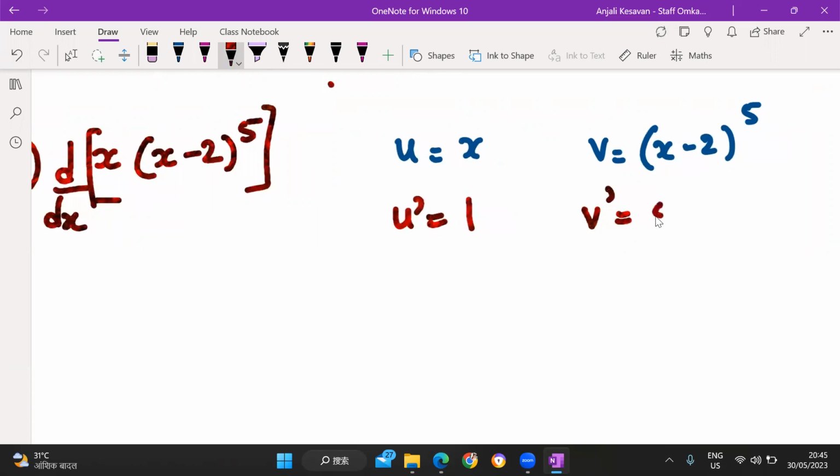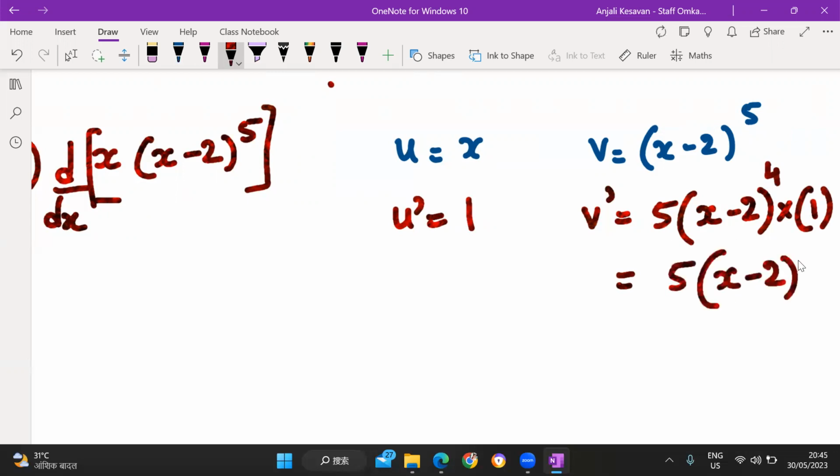5 times (x minus 2) the whole raised to 5 minus 1, which is 4, times the derivative of this bracket. The derivative of x is 1, and the derivative of negative 2 is 0, so multiplied by 1. Now I'm assuming you know how to differentiate simple terms, but if you don't know, we'll have another lesson for that. But do you understand this so far? How did we get this answer?